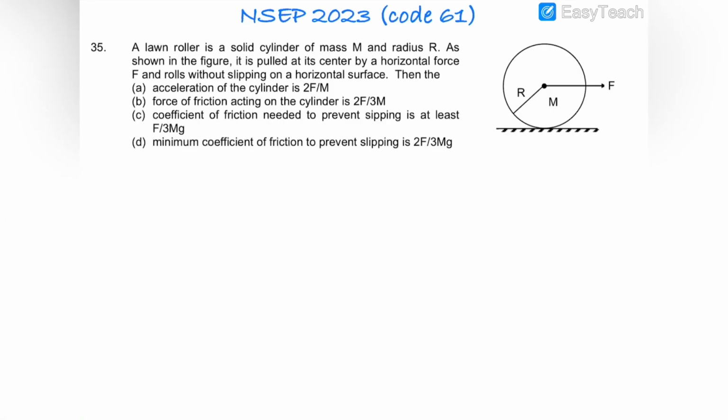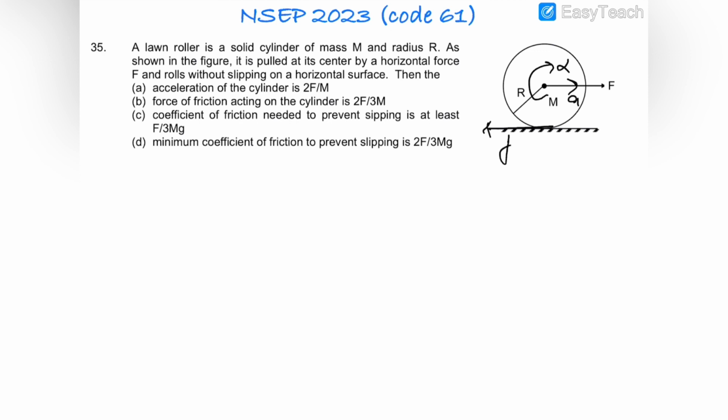In this question, there is a lawn roller which is a solid cylinder of mass m and radius r. As shown in the figure, this roller is pulled with a force F which is acting on the center of the roller. Then we have to choose the correct option. So we know that as this roller will be rolling purely, its alpha would be like that and A would be like that. But torque of F about center of mass would be 0.